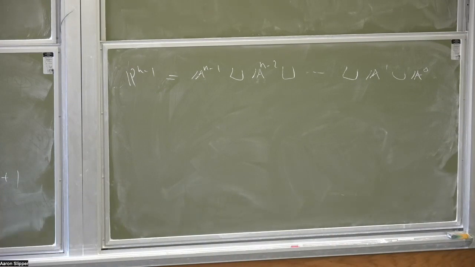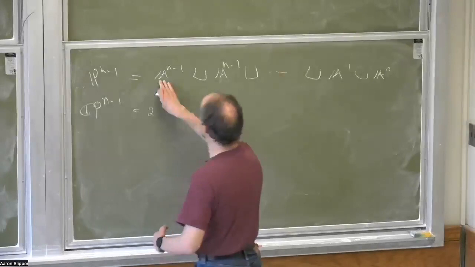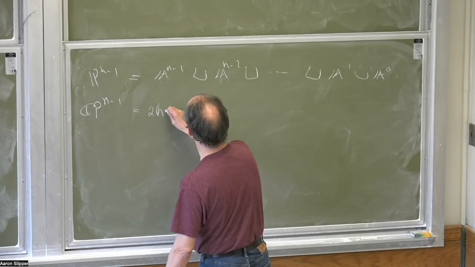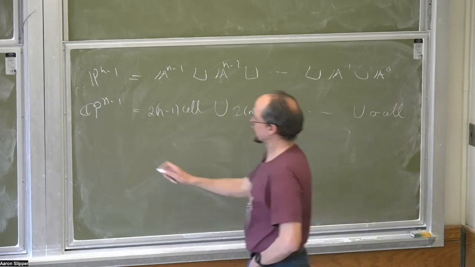But one also recognizes that CP^(n-1), complexly, will be 2(n-1) dimensional. So it's a 2(n-1) cell, then glued to a 2(n-2) cell, and so on, down to a 0 cell. And this is the cohomology.